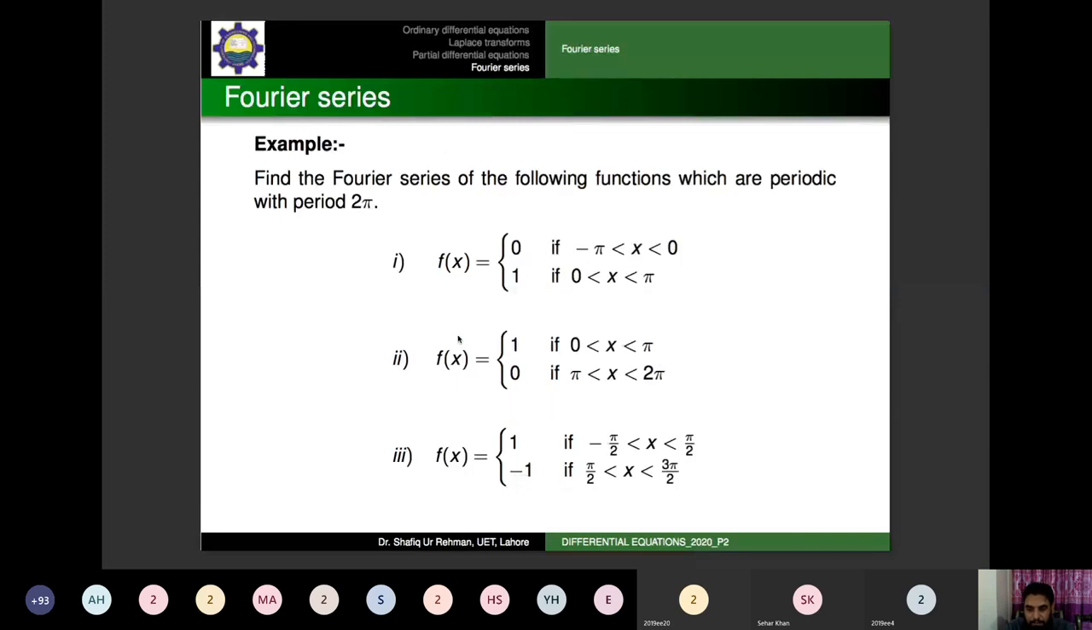For the third part, it's from minus pi by 2 to 3 pi by 2. Again, the interval is going to be that one, so you need to extend it from minus pi by 2 to pi by 2, and pi by 2 to 3 pi by 2. So this is how you move.